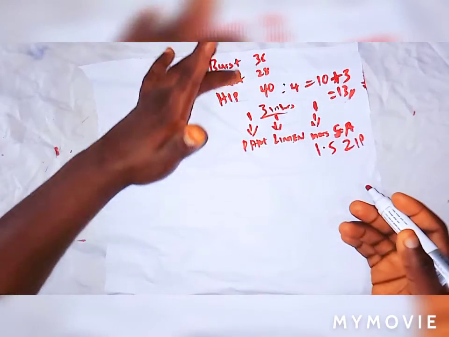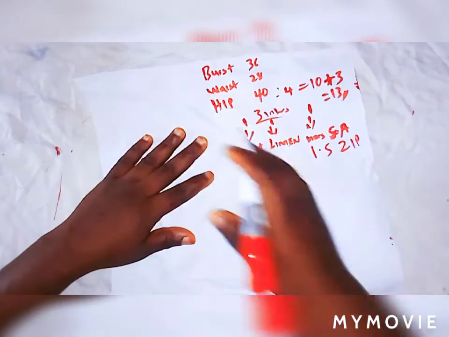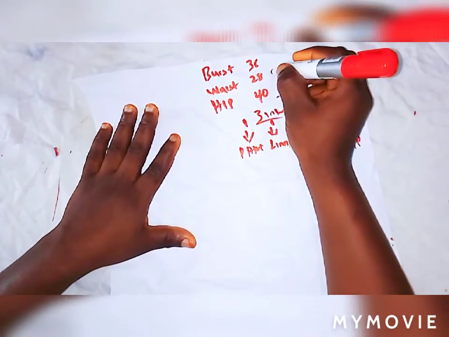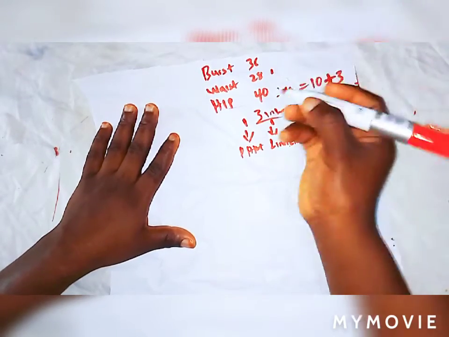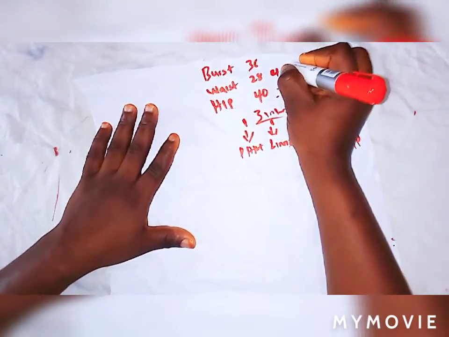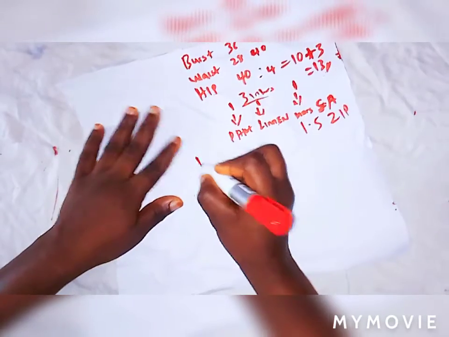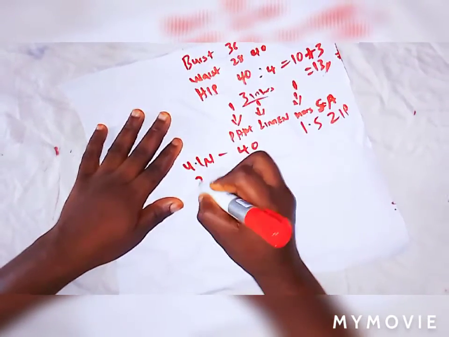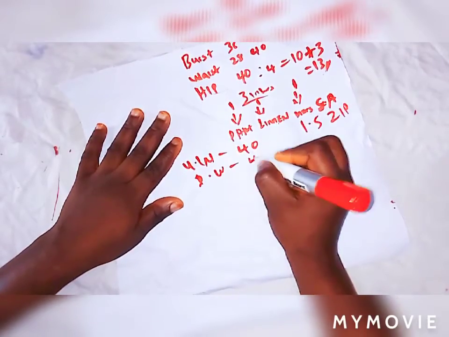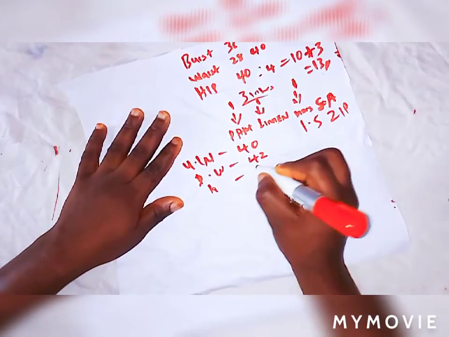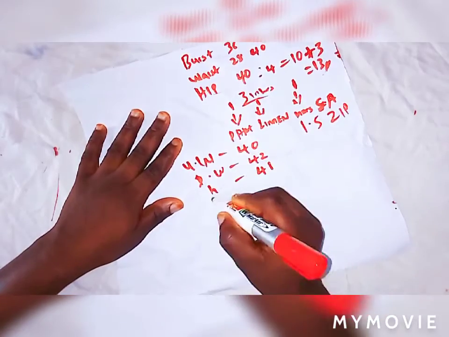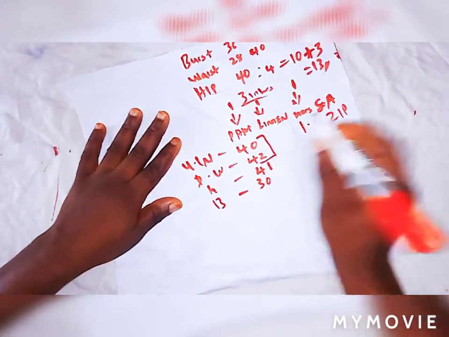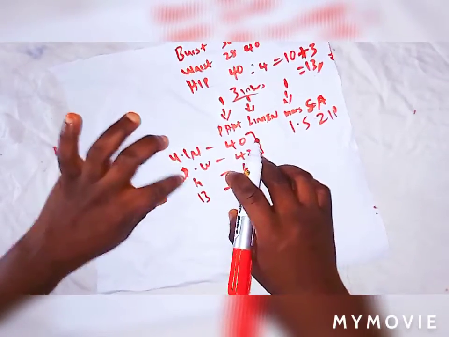Now let me just go for this waist. Maybe a client is using a waist of 40. Now let me write it here. Just write upper waist of 40, down waist of 42, hip of 41, then bust of 36. You can see right here I'm having another 2 waists, the upper waist and the down waist.